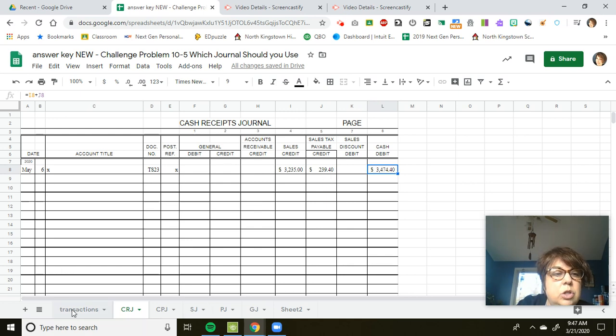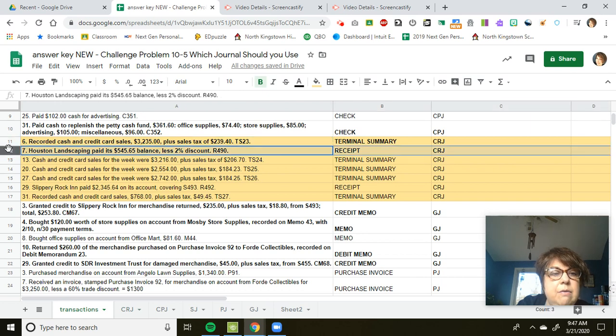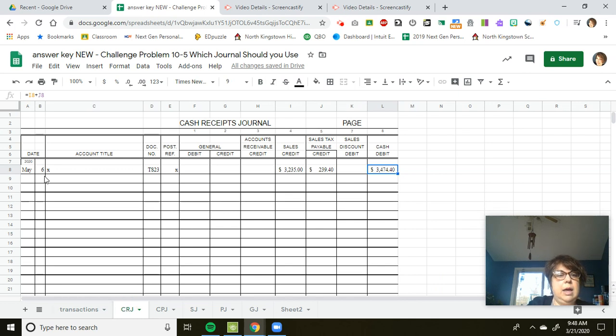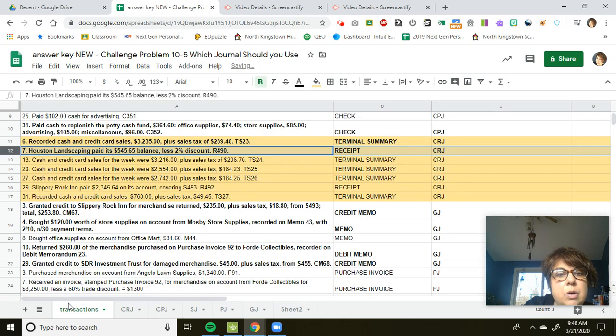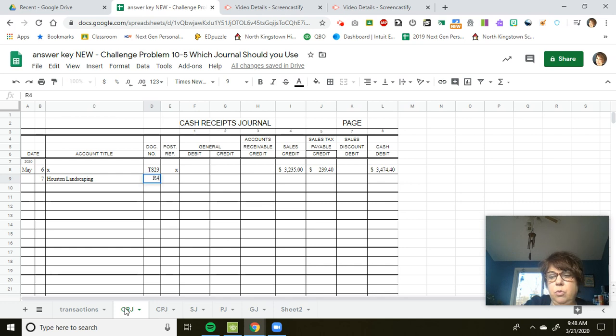Okay, the second one that I want to show you is immediately after that, and it's for the 7th. It says Houston Landscaping paid its $545.65 balance, and they took a 2% discount, and we have issued them receipt number 490. So here's what I know. I know it's the 7th. I know it's Houston Landscaping. I know it's receipt number 490. I'm going to have to look back because I can't remember it. Receipt number 490.